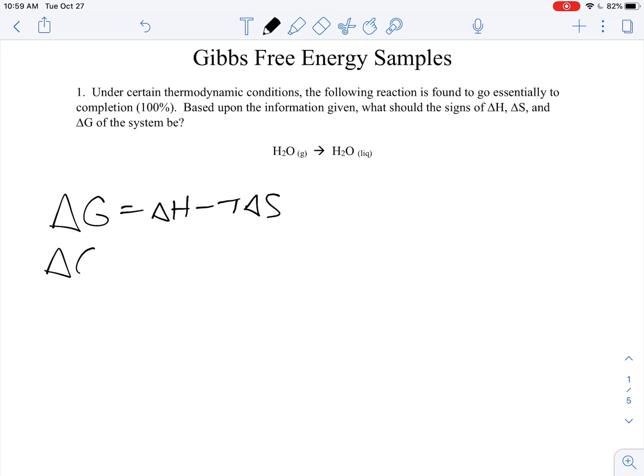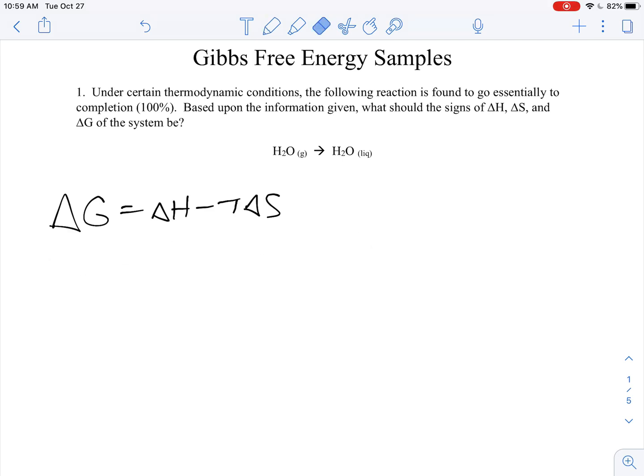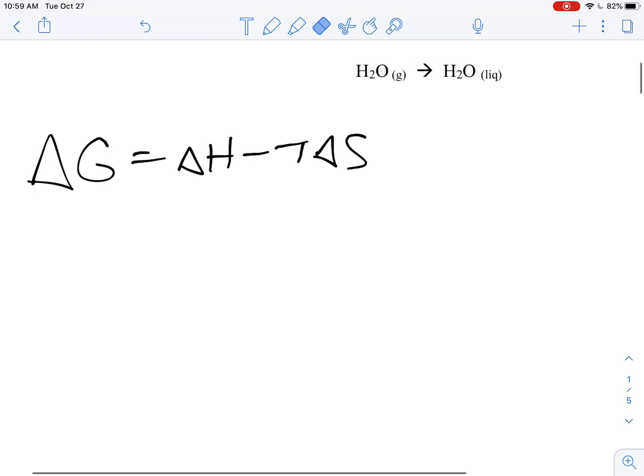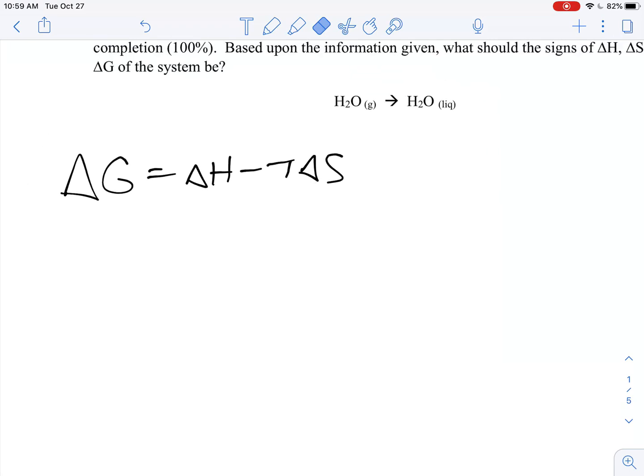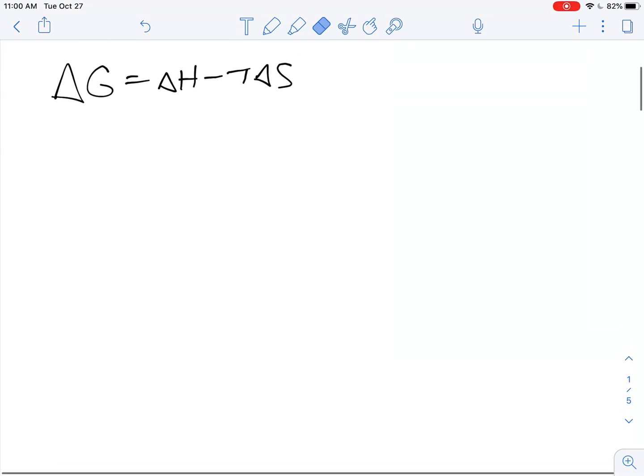Or if you want to put it another way, delta G is going to be equal to the sum of the delta G of formation of the products minus the sum of the delta G of formation of the reactants. Right? Now, that one's really not important for us right now because we're not going to do any calculations here. But remember that delta H and delta S and T are all combinations here for the G. And so let's just make sure that we remember a couple of things about signs and so forth.